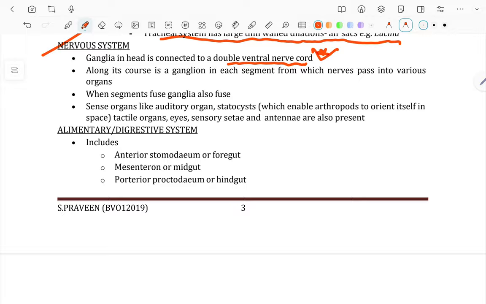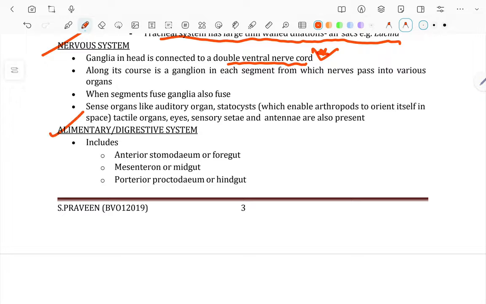Along its course is a ganglia in each segment from which nerves pass into various organs. When segments fuse, ganglia also fuse. Sense organs like auditory organ, statocyst, which enable arthropods to orient themselves in space, tactile organ, eye, sensory hairs and antenna are also present.